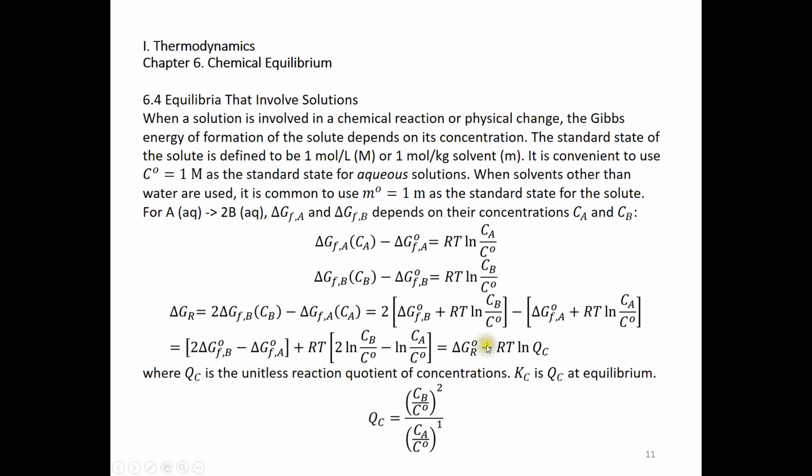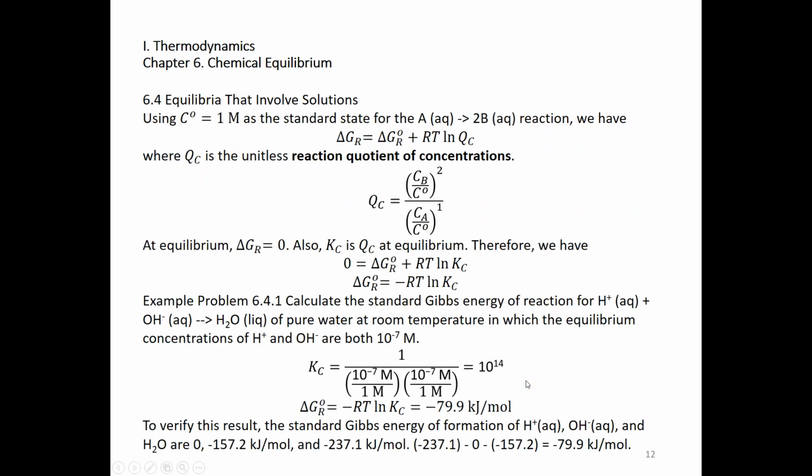Now let's look at this equation again, so we can somehow compute the Gibbs energy of reaction given the standard Gibbs energy of reaction plus the value of Q sub C. And Q sub C is the reaction quotient of concentrations. If we are given the values of the concentrations of A and B, we'll be able to calculate Q sub C. When the reaction reaches chemical equilibrium, this K sub C is equal to Q sub C at equilibrium. Alright, and K sub C is the so-called equilibrium constant of concentrations.